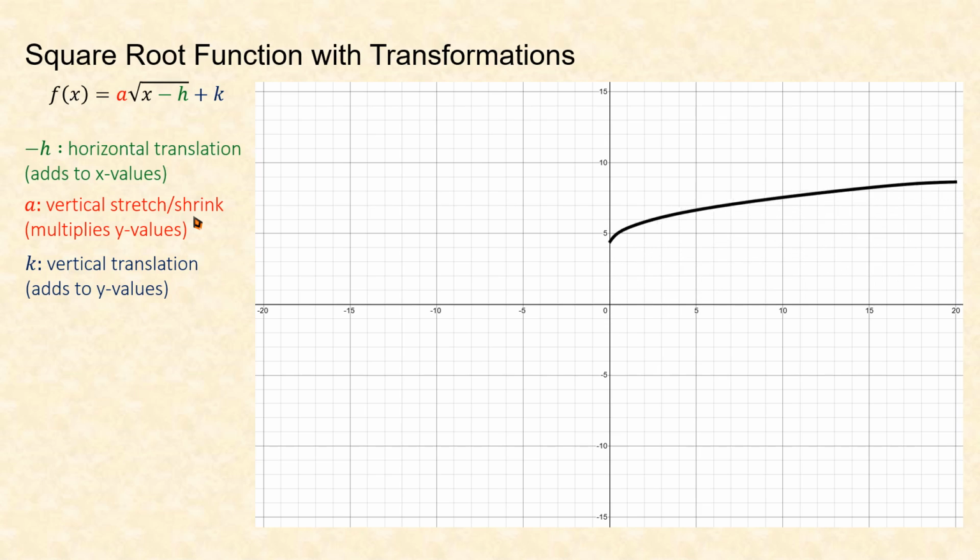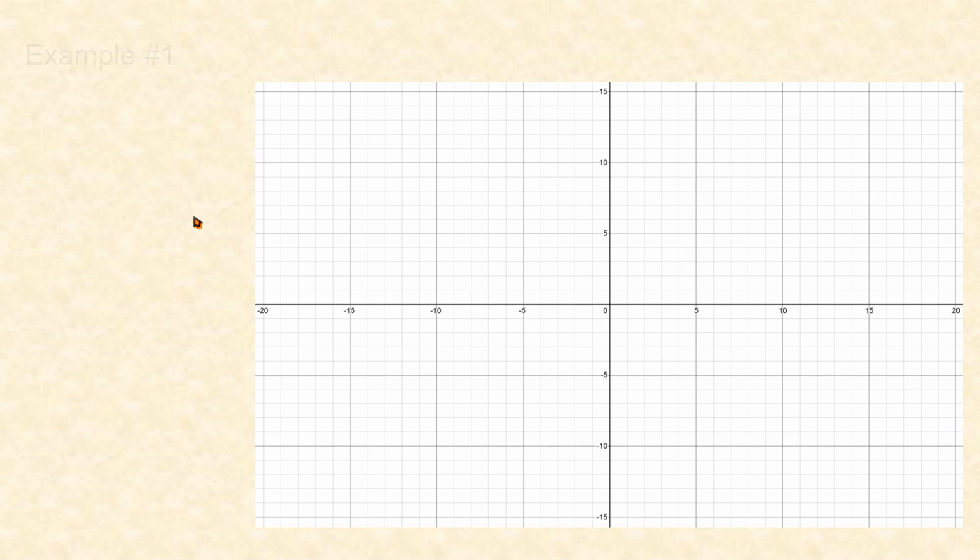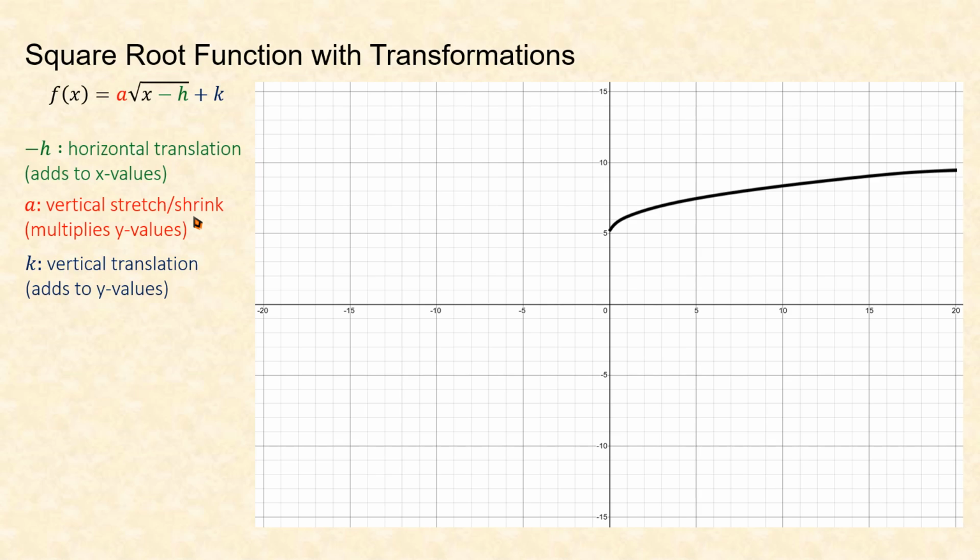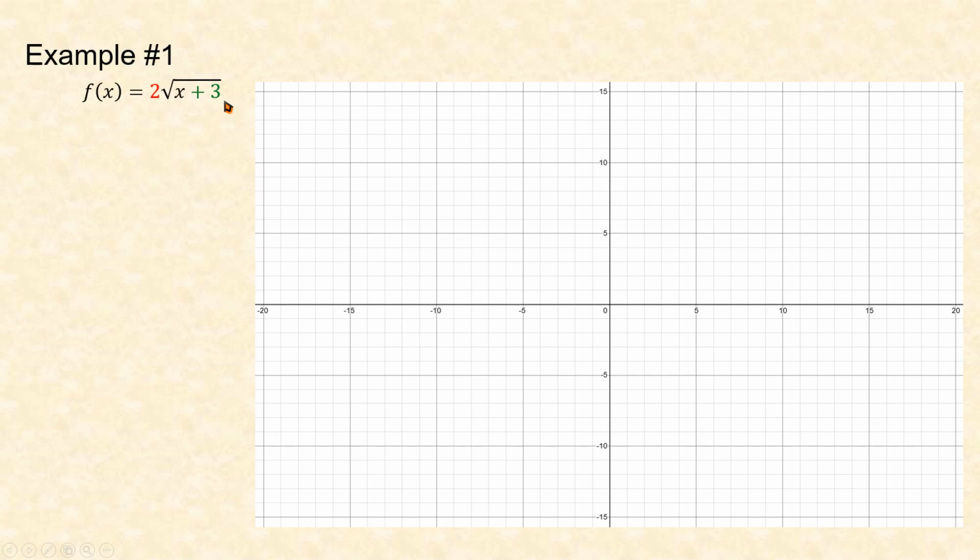Okay. Now let's do an example with all of that. Example 1, I have f of x is equal to 2 square root of x plus 3, with the 3 under the square root. Remember, there's a distinction between h and k: h is under the square root and k is outside. So in this problem, we have 3 under the square root, and there's no k. So k is basically 0.